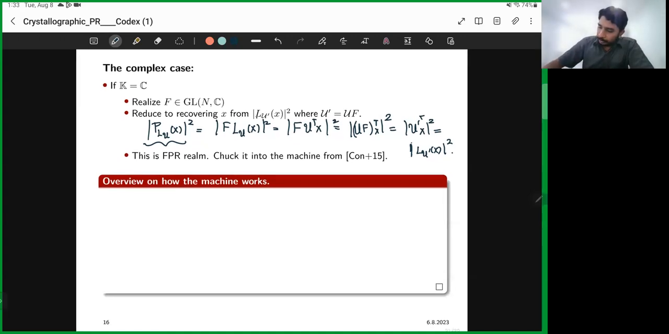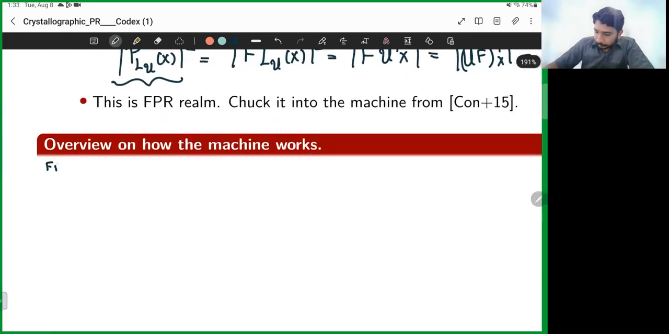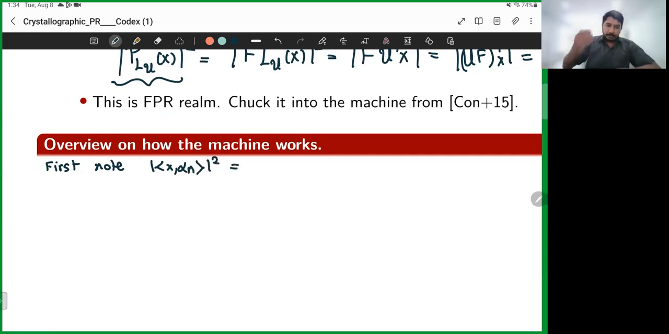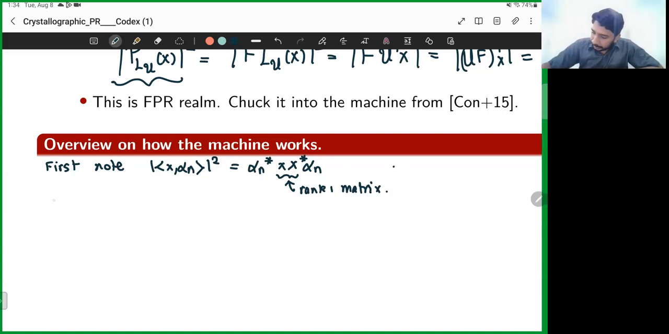So what I'm going to do is first note that the thing that I like to study in FPR is this inner product squared, and this is where I can turn this absolute value into something that looks a lot like a polynomial, into this. So this is a realization, and you can realize that this XX star here is a rank 1 matrix.